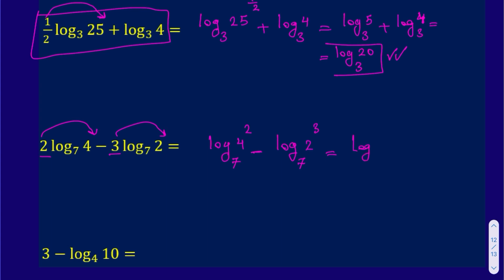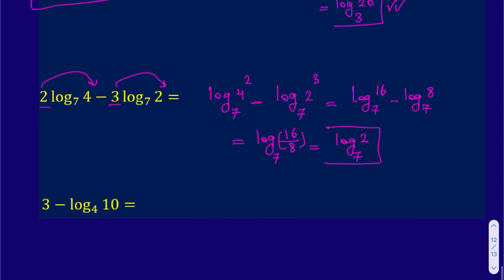This will be equal to log 16 to base 7 minus log 8 to base 7, which, according to one of the rules and properties of logarithmic functions that we studied earlier, is equal to log of the division. We need to divide 16 by 8, so it will be log 16 over 8 to base 7, which is equal to log 2 to base 7. So this is the final answer, written in one logarithmic function.